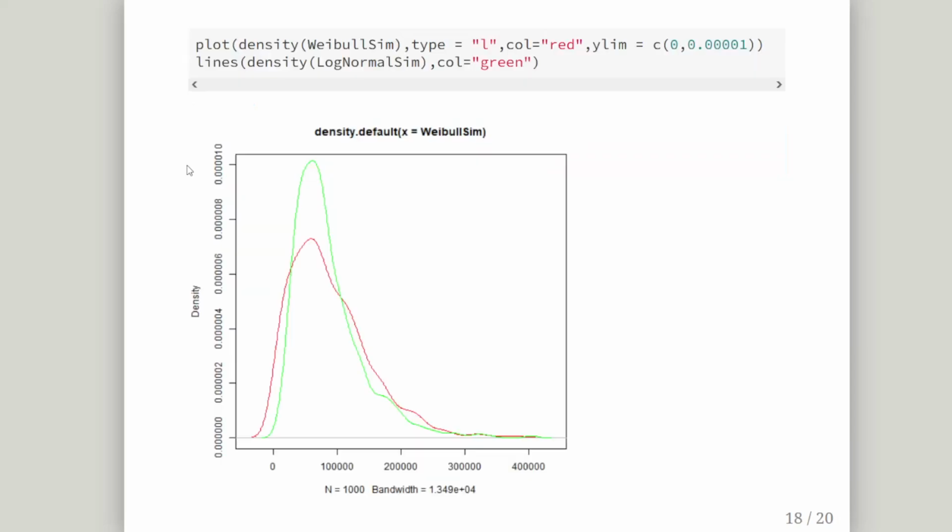So there we have it. The underlying one is the Weibull sim, which is in red. And the log normal sim is in green, just superimposed on it. So you can see that there is a divergence in terms of the shapes. They have the right sort of locality and skewness, but definitely the green one, the log normal one, is taller and slimmer. Okay, so we'll leave it there.